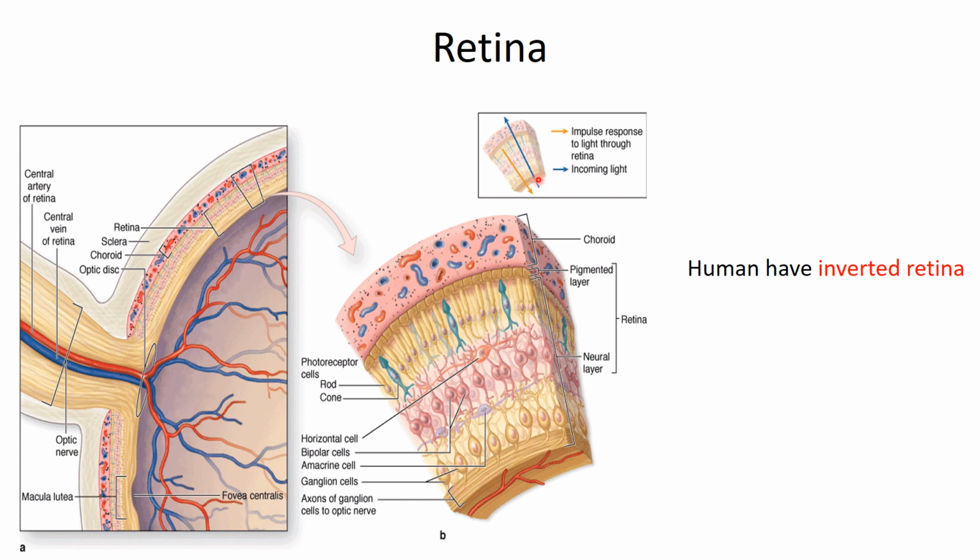The light goes from inside to outwards. This is the direction of light, and the impulse moves from outside inwards. These axonal fibers finally converge on this spot, which is known as the optic disc or the blind spot. They combine to form the optic nerve, and this portion does not have any photoreceptor cells, no rods and cones. So this spot is known as the blind spot.